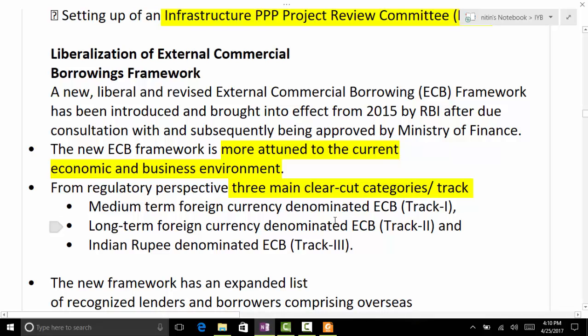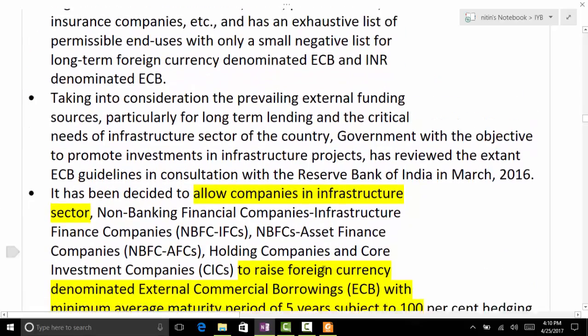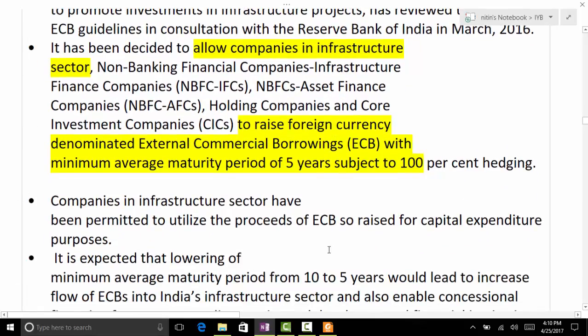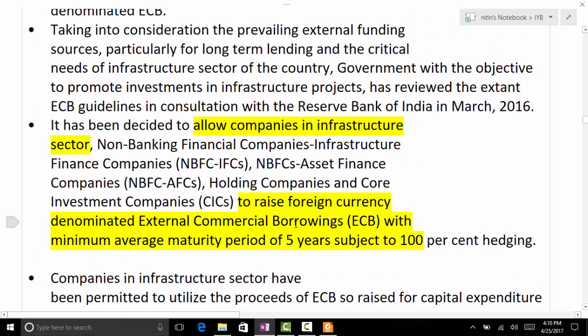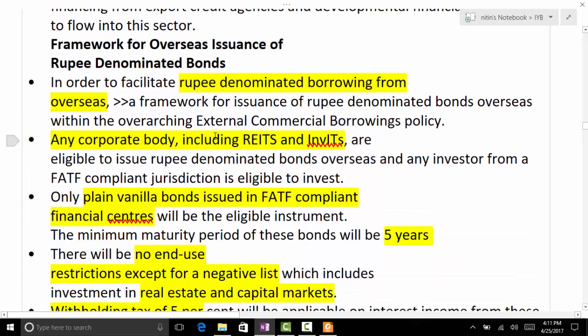Now this new ECB framework is more in line with international standards, and the economic and business environment. It gives various mechanisms for how this will help further. A framework for overseas issuance of rupee denominated bonds, and the question has already been asked, so I don't think they will ask again, but still you could go through how rupee denominated borrowings from overseas work. HDFC issued the first lot of those bonds, so any corporate body could do that.